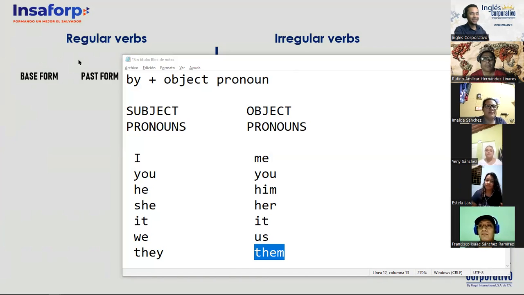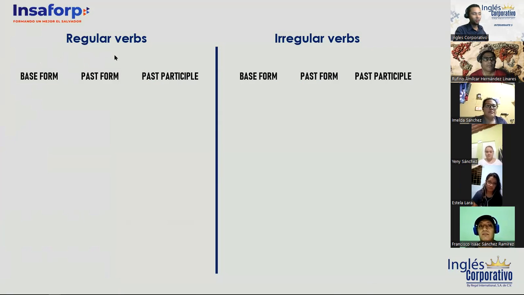Hi. So we have this, take a look. We have regular verbs and irregular verbs. So examples of regular verbs include agree. This is one. What is the past form and what is the past participle of the verb agree?